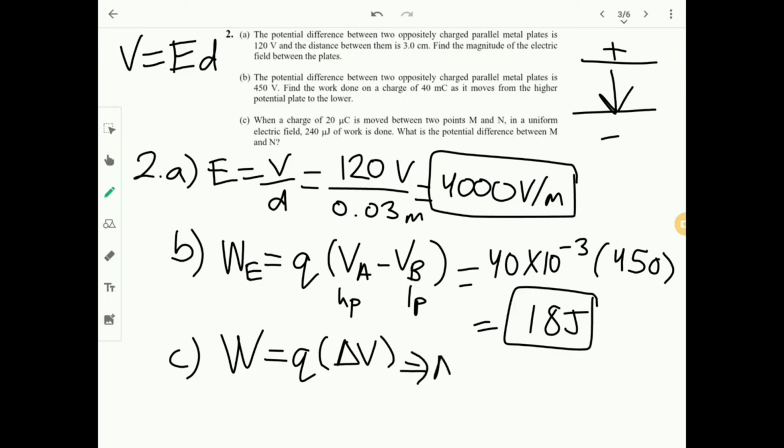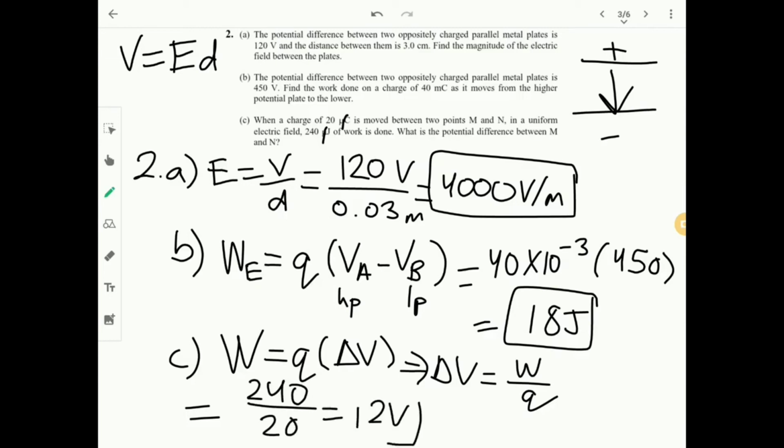So it's very simple, delta V equals work over charge. Now we don't need to convert into 240 times 10 to the minus 6 because the micro cancels. So it's basically 240 over 20, 12 volts is the potential difference.